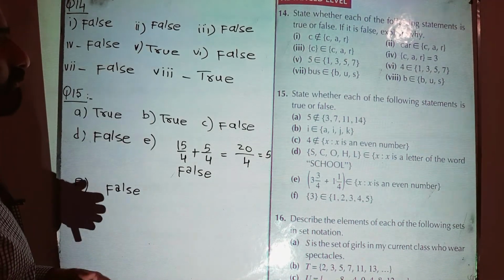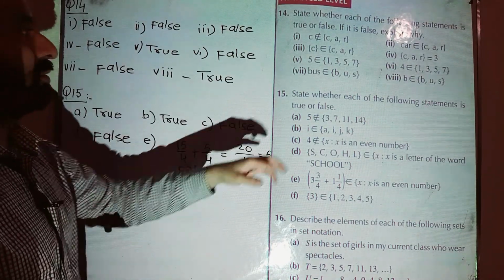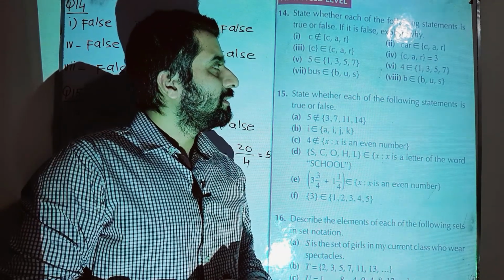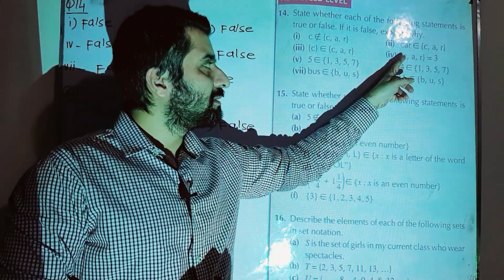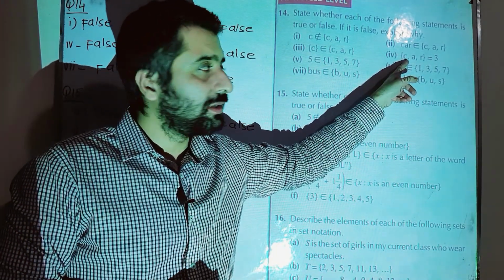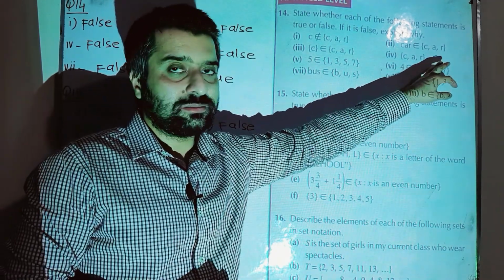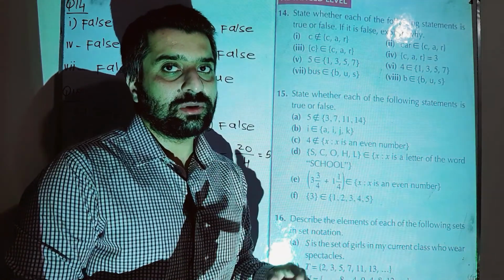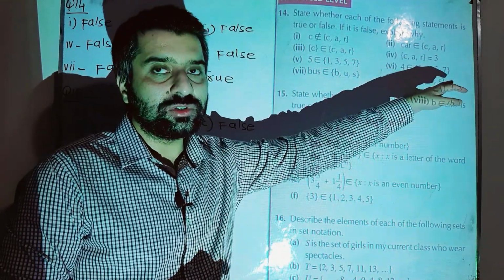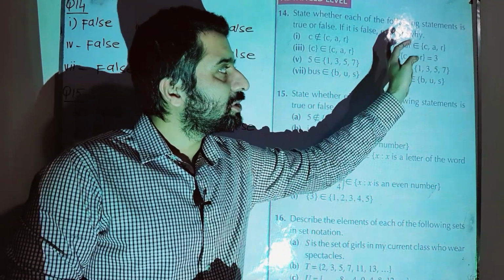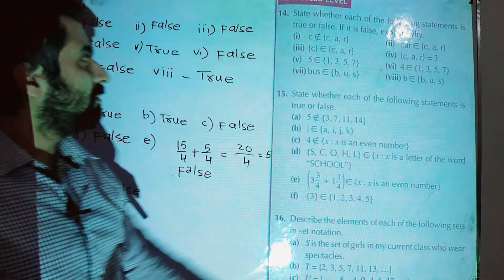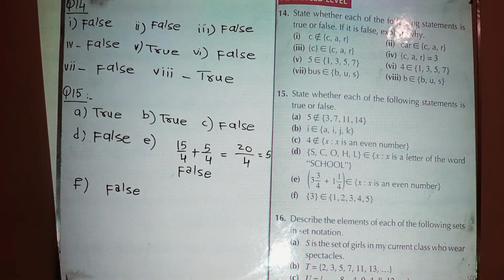Part number 4. C, A, R is equal to 3. Basically, the number of elements in this set is 3. So that is not denoted by this symbol. That is n of S is equal to 3. The number of elements in this set is equal to 3. But the set itself is not equal to 3. This cannot be written like this. So this is false. Part number 4 is false.